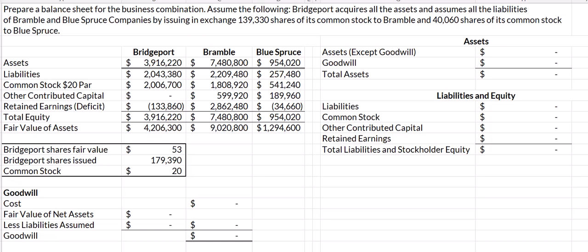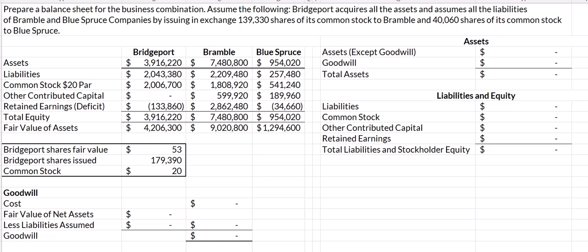It's Professor Williams, and we're going to prepare a balance sheet for a business combination. So Bridgeport is going to acquire all of the assets and assume all of the liabilities of Bramble and Blue Spruce. And they're going to do this by issuing Bramble 139,330 shares of common stock and another 40,060 shares of its common stock to Blue Spruce. So we're going to prepare this combined balance sheet.